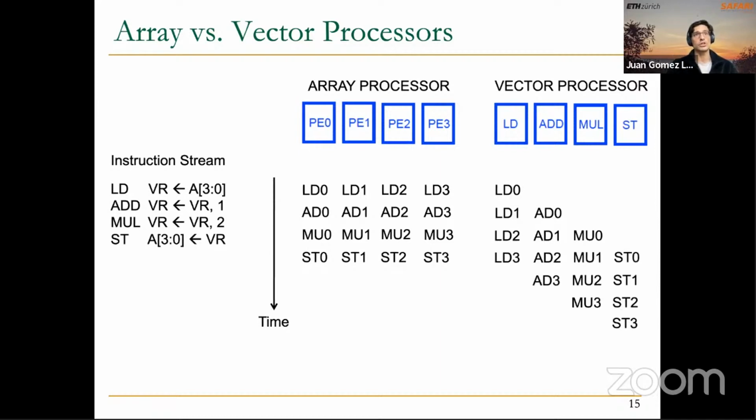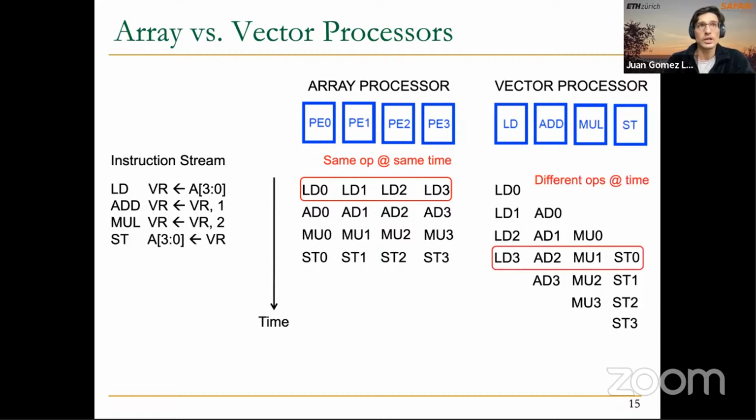Then execution continues. At some point, we have all 4 elements in vector registers, and we just need to wait until the rest of the instructions finish the execution. As you can see here, we are operating on different data elements, but executing the same instruction at the same time. So every single cycle, we have a single instruction executing on these 4 homogeneous processing elements, while in the vector processor, at the same time, we have different instructions being executed on the different processing elements, because in this case, the processing elements are more specialized.